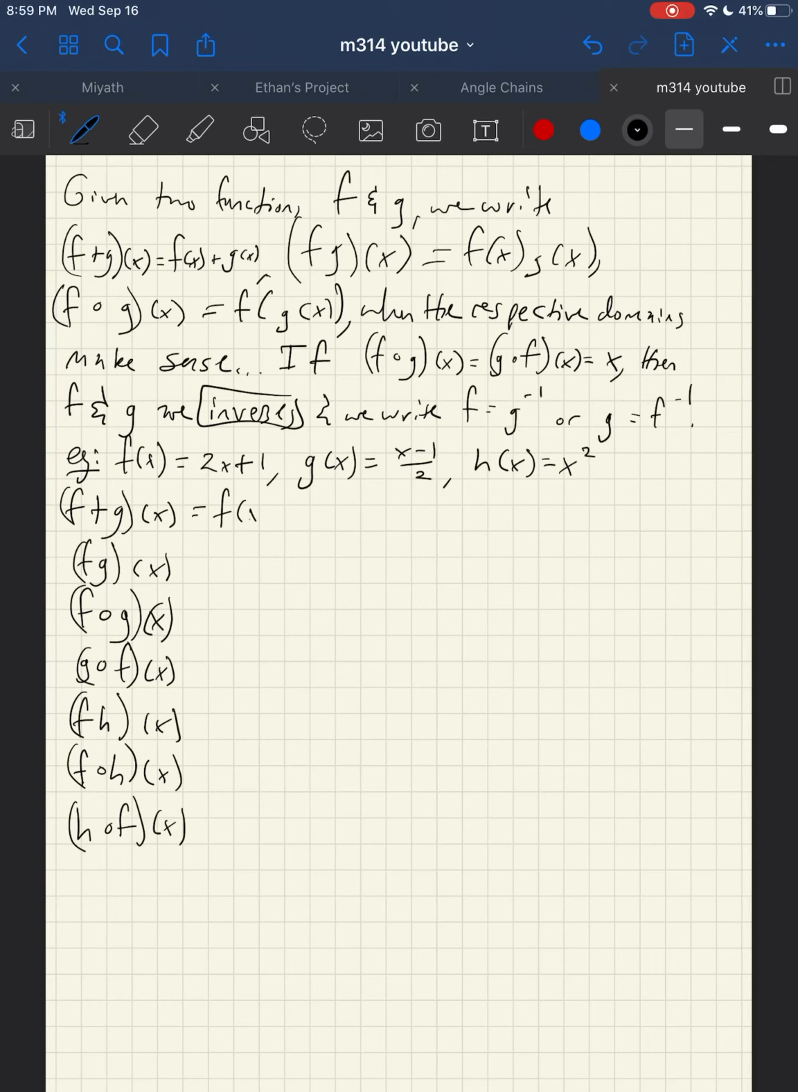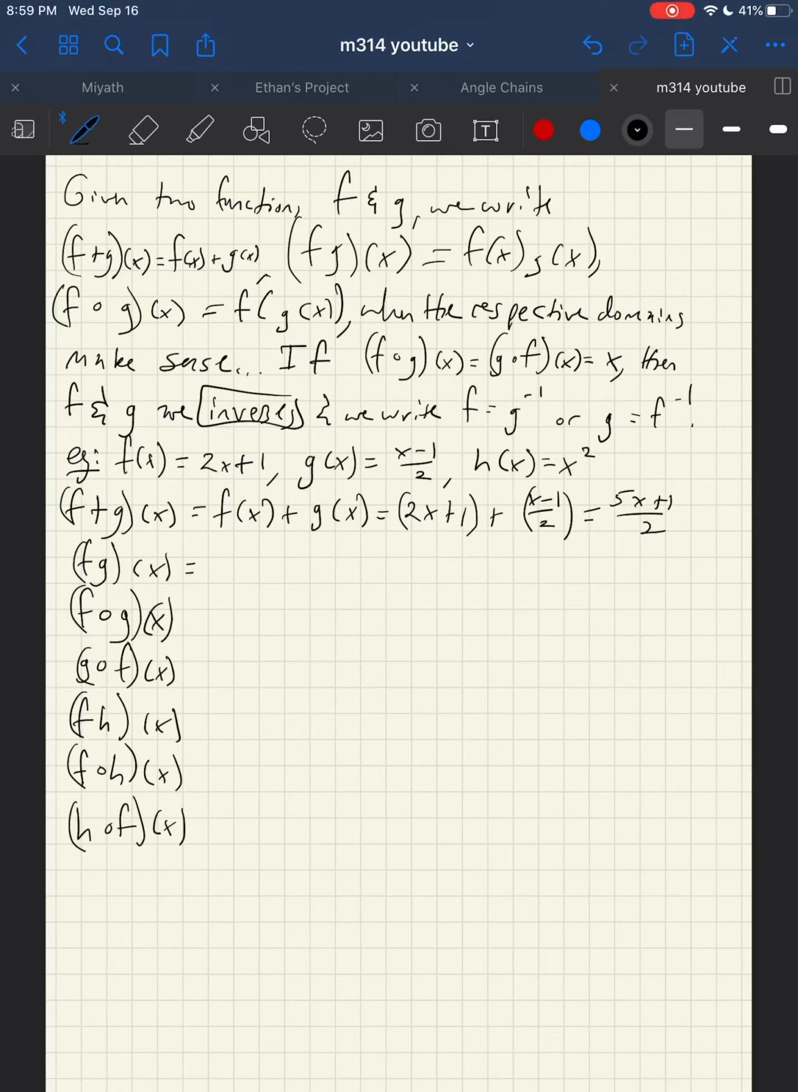So this is going to be f of x plus g of x, and this is just 2x plus 1 plus x minus 1 over 2. And if we were to simplify this, I think we'd end up with 5x plus 1 over 2.